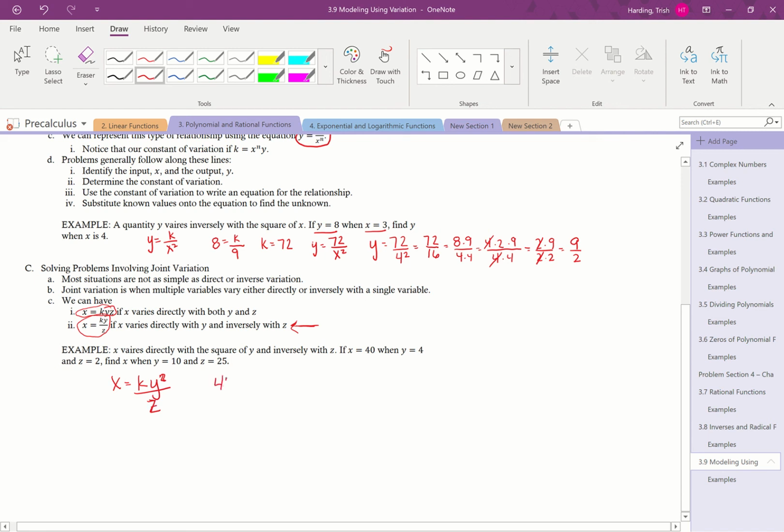So now if x equals 40, y equals 4, and z equals 2, we have to find k. So we're going to have 40 equals k times 4 times 4 over 2, and I'm just going to break that down into factors to get rid of this one on the bottom. So that is going to become 40 equals 8k. So we're going to divide everything by 8. That's going to give us k equals 5.